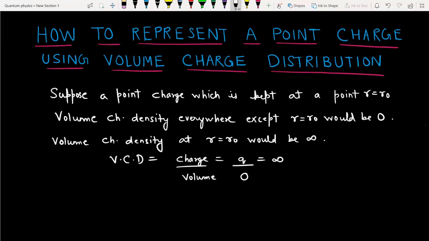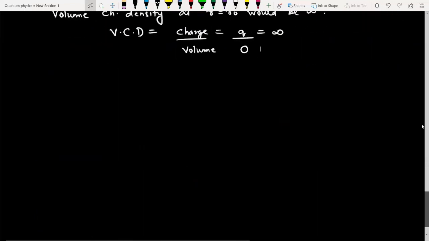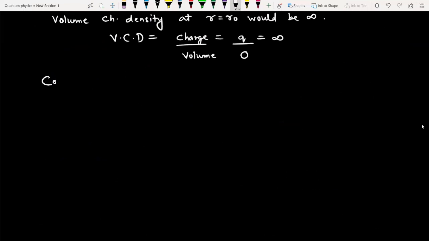Now I ask you to consider an integral: the integration of rho times d tau over the entire volume. I will not write it again and again; it is understood that I am referring to the integration over the entire volume. What is this? This is precisely the definition of a point charge.